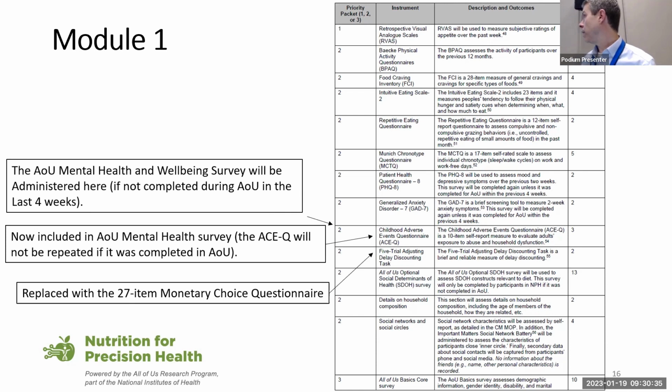Additionally, we originally identified an online delay discounting task. We couldn't really program that or secure a license, so it's been eliminated. So this 5-trial delay discounting has been replaced with the 27-item monetary choice questionnaire. Not a major deal there.